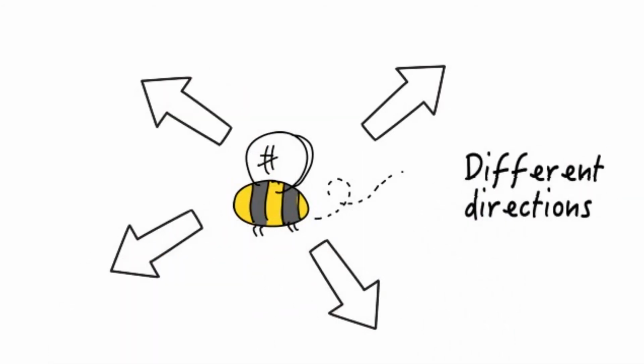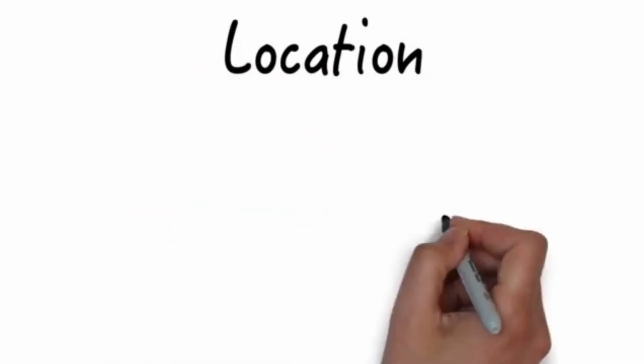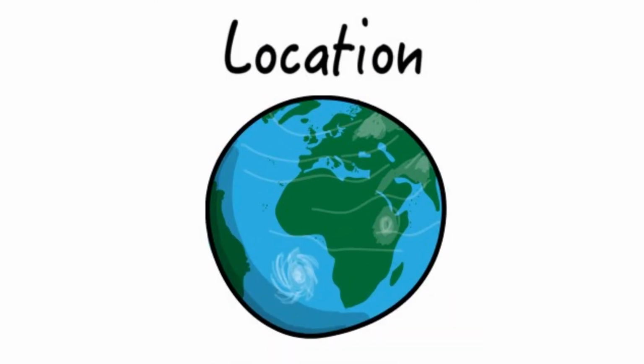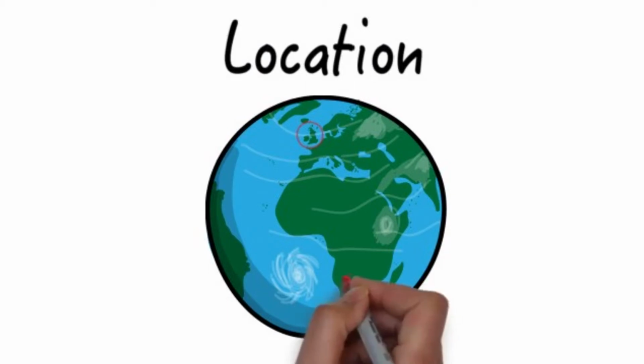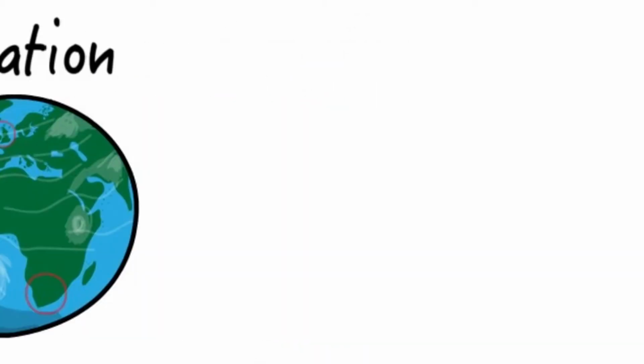Whether an object is in motion or not, it has a certain location. Location is often given with reference to another location. So while the Earth is in constant motion, for example, the UK is always in the northern hemisphere, while South Africa is always in the southern hemisphere.